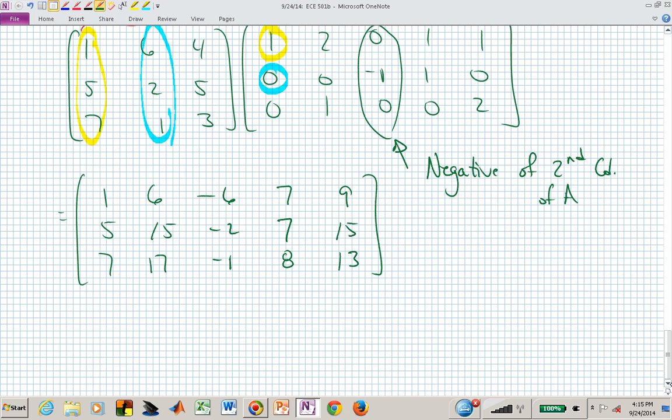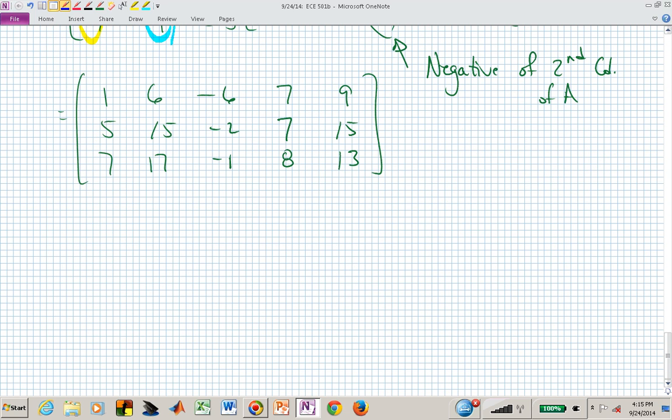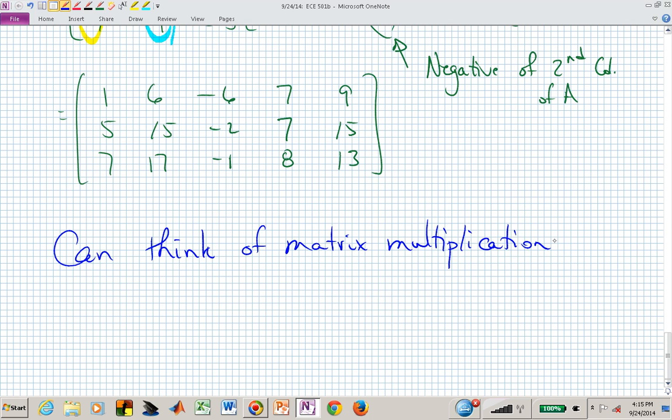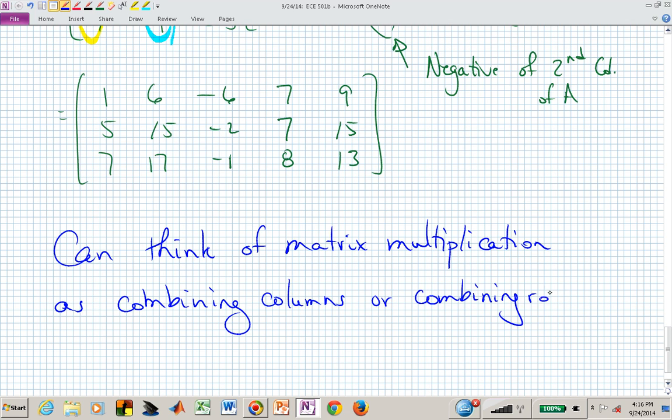Meaning, I want you to feel comfortable thinking about matrix multiplication as combining columns or combining rows, depending on whether you are looking at the second matrix and using the columns to then combine the columns of the first matrix, or if you're looking at the rows of the first matrix to combine the rows in your second matrix. Is that clear?